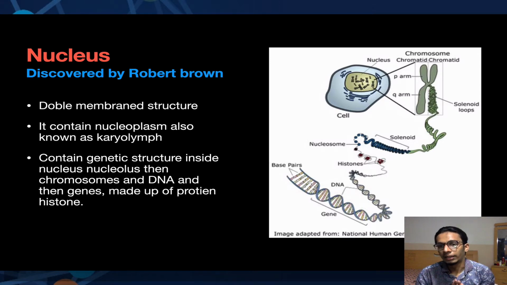The DNA is made up of nucleotide bases, and the histone is the ball-like structure around which the DNA is coiled, and when uncoiled we get our DNA. And in the DNA, segments of DNA are known as genes. And this whole structure of inheritance is known to be made by protein.